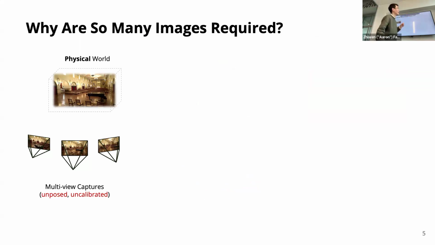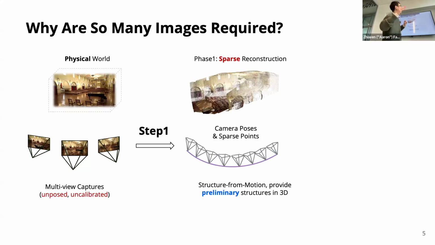So we may ask, why are so many images required to build the 3D environment? The answer lies in the complexity of recovering the 3D structure and appearance from image observations. First, it requires multi-step processing. The first step is called sparse reconstruction. Given these images, we analyze them and estimate the camera poses, and we also get a sparse structure of the scene.